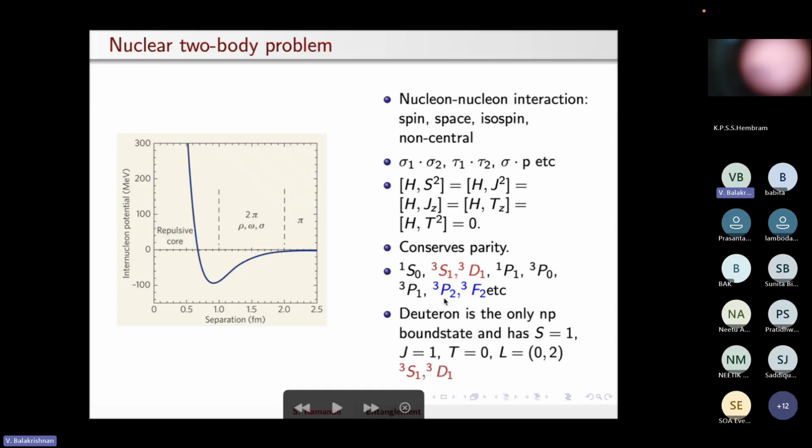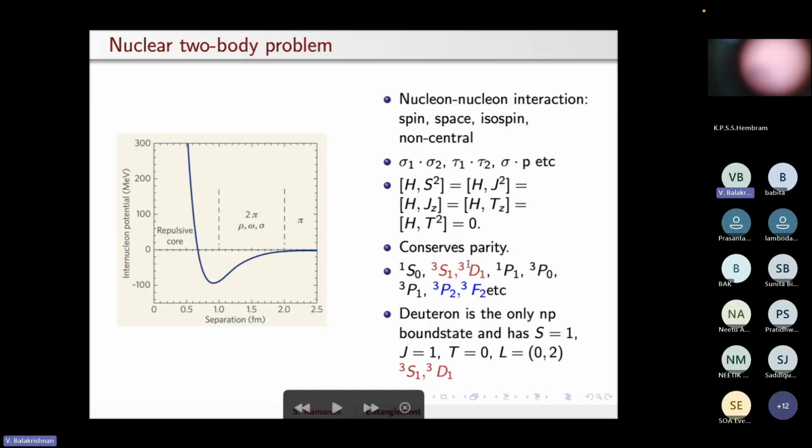Now, you see that I have highlighted the 3S1 and 3D1 together in red, and 3P2 and 3F2 together in red. This highlighting is due to the fact that the L value is not conserved. However, S, J, and T are conserved. Therefore, 3S1 and 3D1 can have an overlap through the Hamiltonian, because this corresponds to L equal to 0, this corresponds to L equal to 2, so parity is conserved.